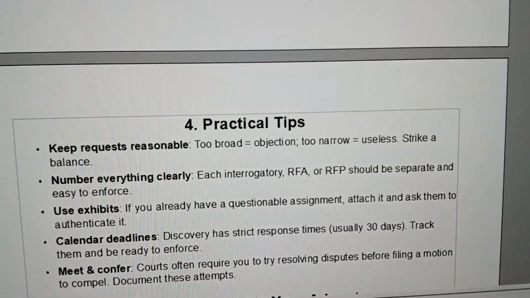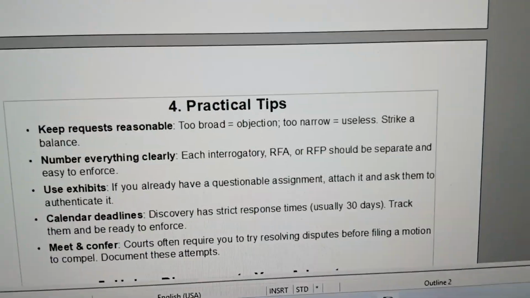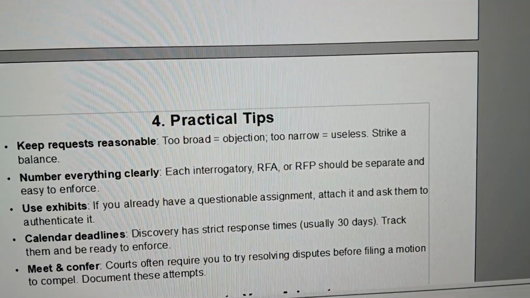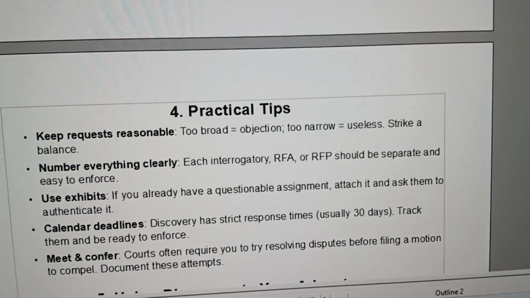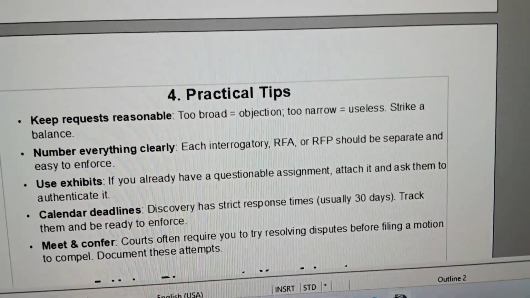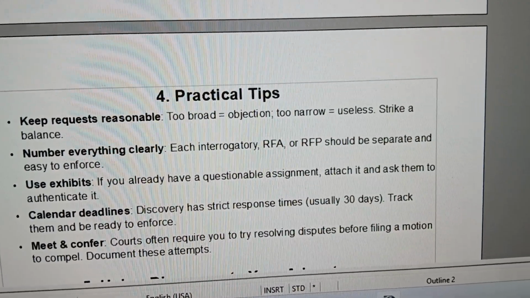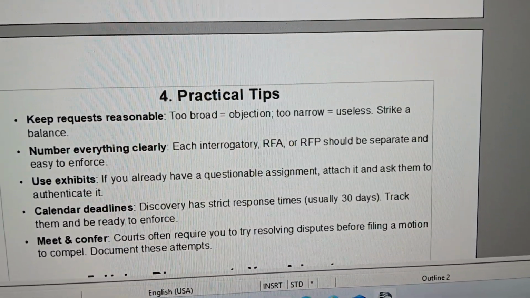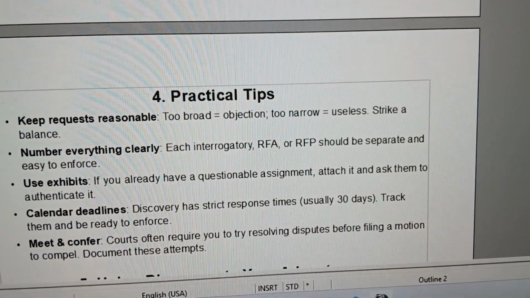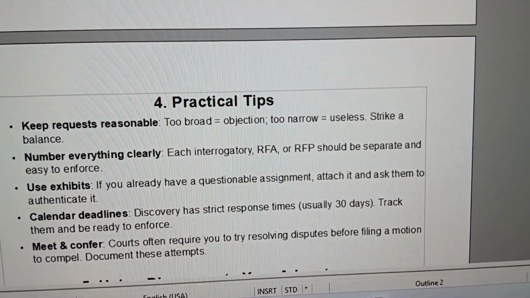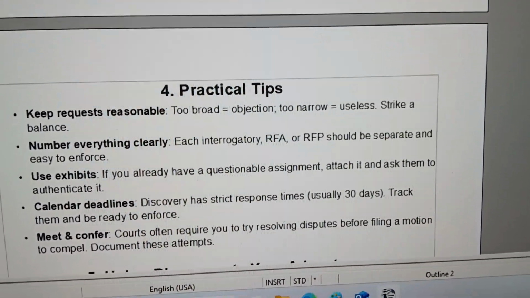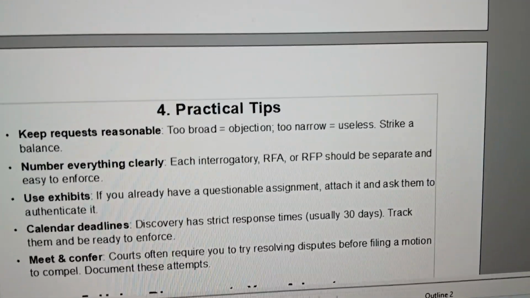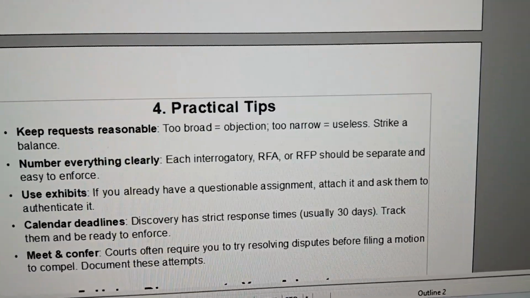Practical tips. Keep requests reasonable. Too broad equals an objection. Too narrow is useless. Strike a balance. Number everything clearly. Each interrogatory, request for admissions, or request for production should be separate and easy to enforce. Use exhibits. If you already have a questionable assignment, attach it and ask them to authenticate it. Calendar deadlines. Discovery has strict response times, usually 30 days. So track them and be ready to enforce.